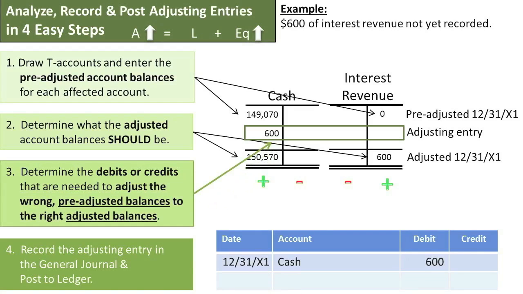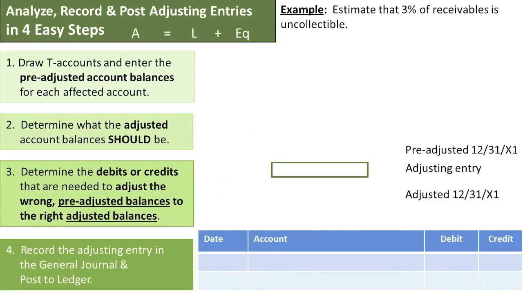The journal entry, therefore, would be a debit to cash $600 and a credit to interest revenue $600. We've estimated that 3% of receivables is uncollectible. That means we'll have to reduce receivables by 3%. When we reduce receivables, the owner's equity will go down.